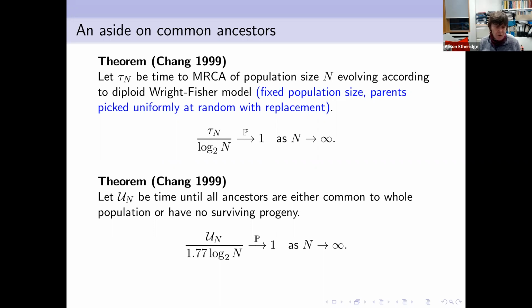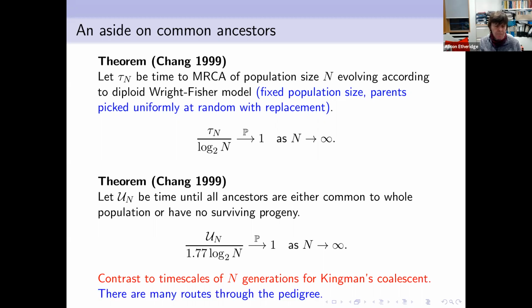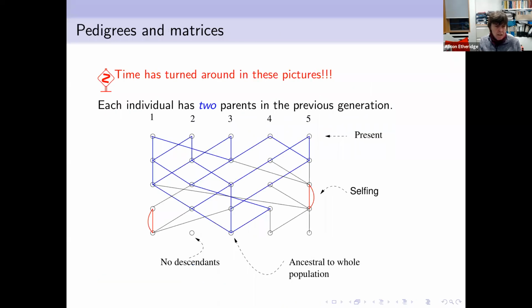I mean, this is really homing in on the pedigree ancestry, but it's happening over a very, very different timescale to the timescale that we saw for Kingman's coalescent, which was the timescale of genetic ancestry, which was happening over n generations. So pedigree ancestry and genetic ancestry are very different. And one of the reasons for that is that there are many, many different routes through the pedigree. Okay.